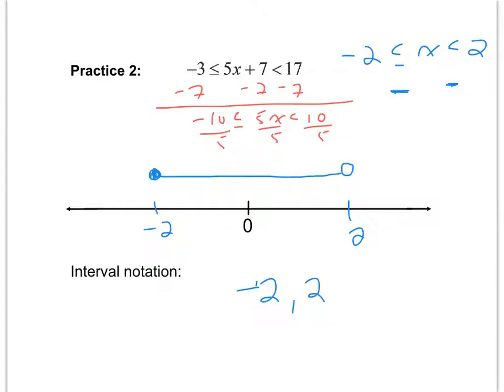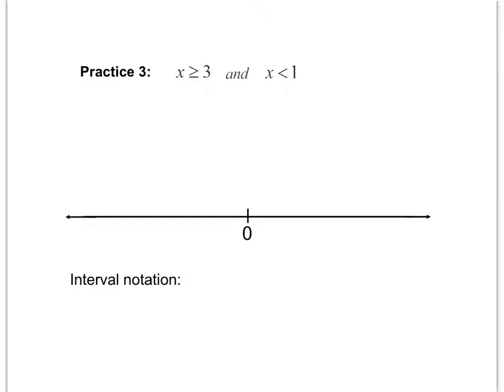I have an open dot on the right-hand side, so that's a parenthesis, and I have a closed dot on the left-hand side, so that's a bracket. So this, in interval notation, once again means that x is greater than or equal to negative 2, up to 2, but not including 2. And there's my answer. Alrighty, you guys try this one on your own: come up with a graph, and come up with an answer in interval notation, if you can.